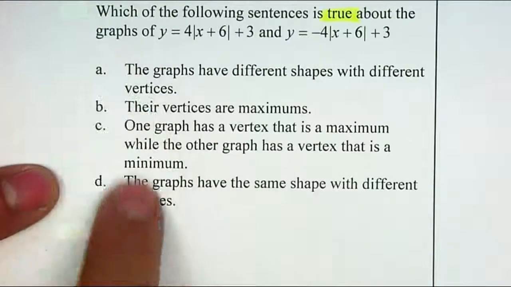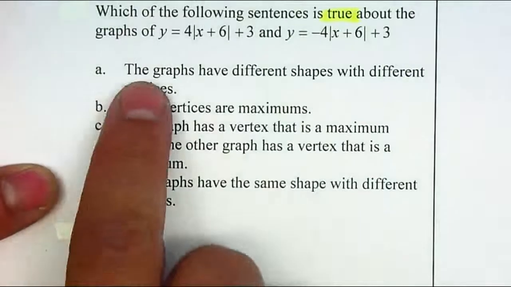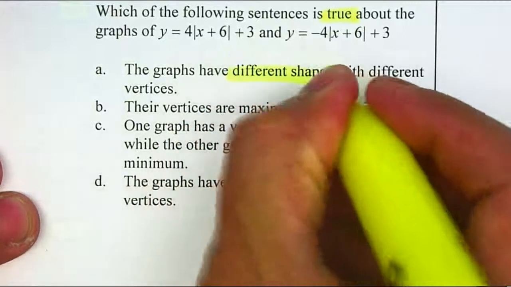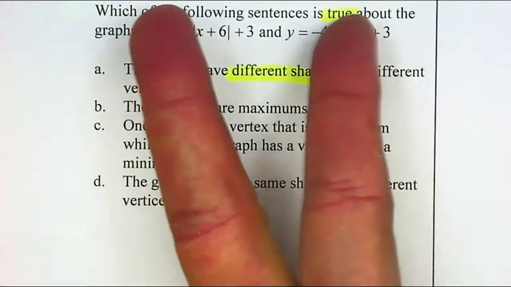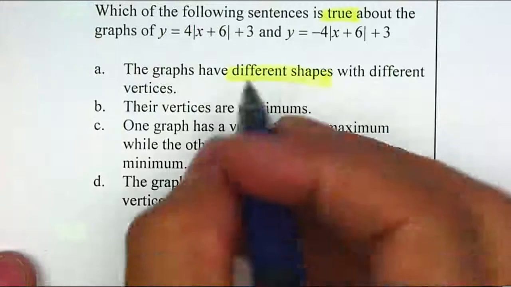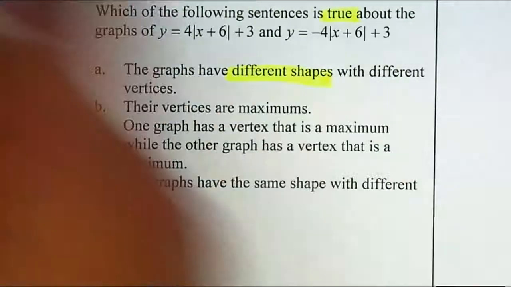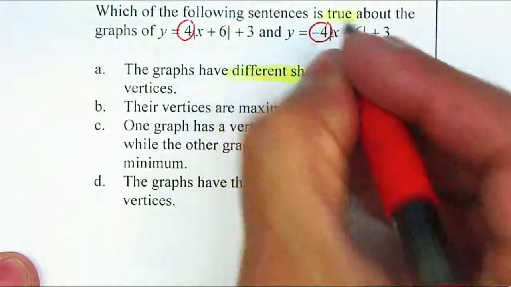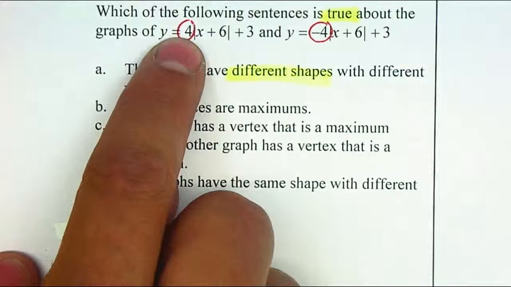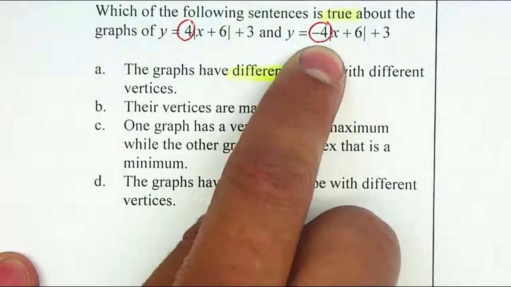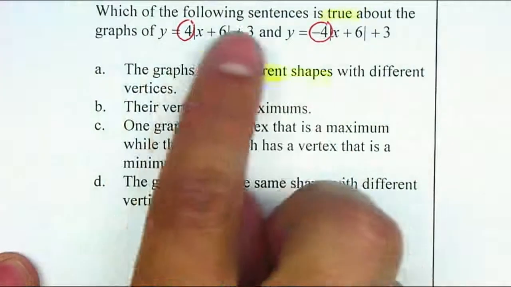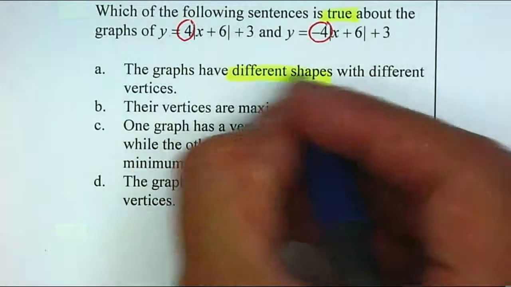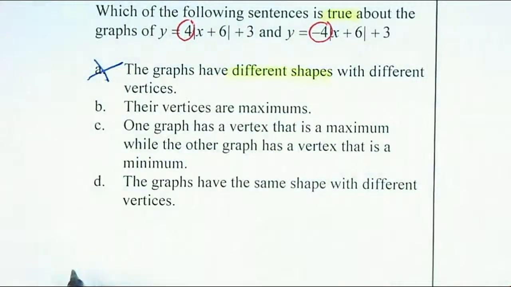So we need to analyze each of the answers. A, the graphs have different shapes. Now, whenever they mean by the shape, they mean whether it's going to be wider or narrower. In this case, we need to think what determines the shape of the graph. Correct. The A value will determine the shape of the graph. In this case, one of them is 4, the other is negative 4. So they have the same absolute value. Basically, they are opening the same width. Therefore, they are not different shapes. They have the same shape.